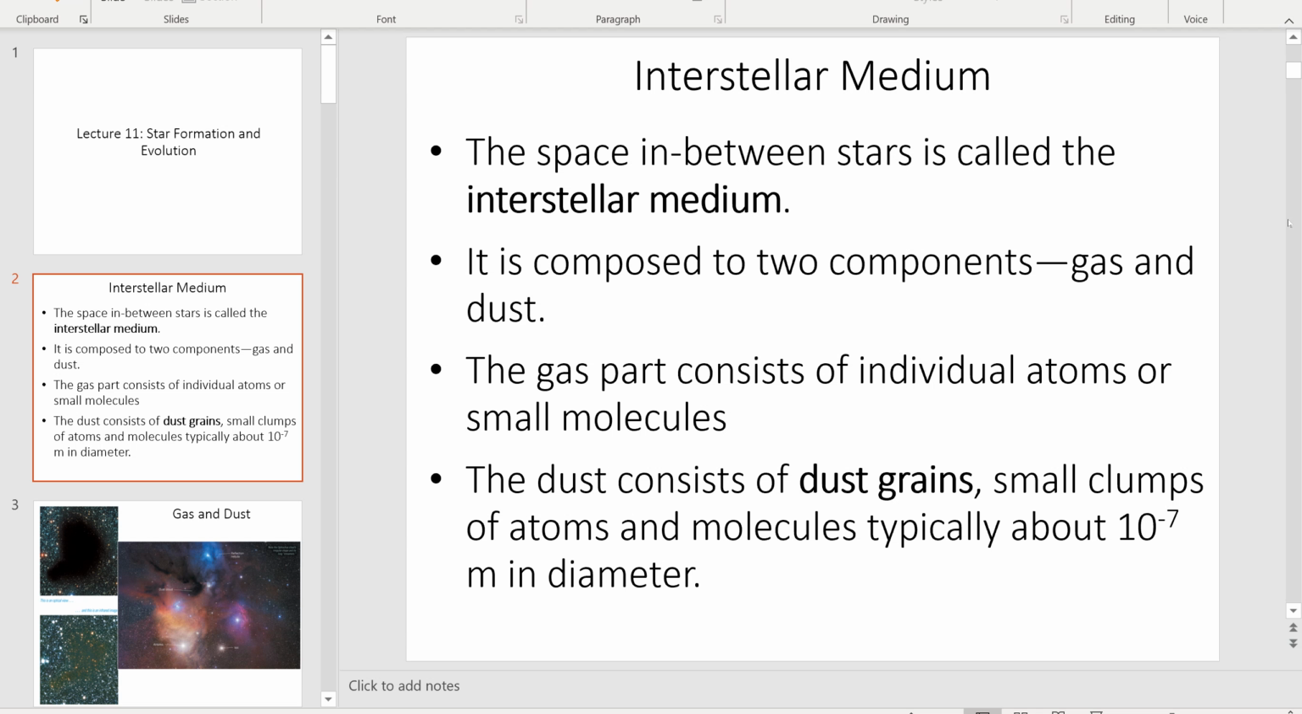The gas part consists of individual atoms or small molecules. I mentioned earlier in this course that the vast majority of the elements in the universe are hydrogen and helium. This is for reasons that we will talk about when we get to cosmology later on in the course. Therefore, you might guess that most of this gas is hydrogen and helium, which is true. The dust part consists of what we call dust grains. These are small clumps of atoms and molecules that are around 10 to the minus 7 meters in diameter.